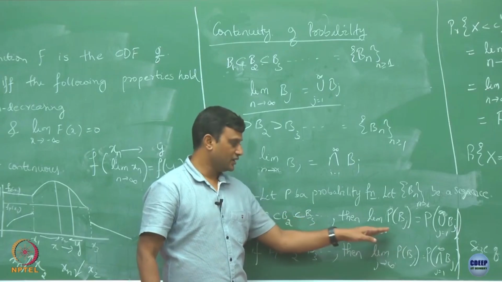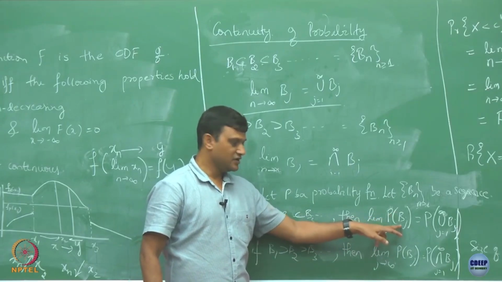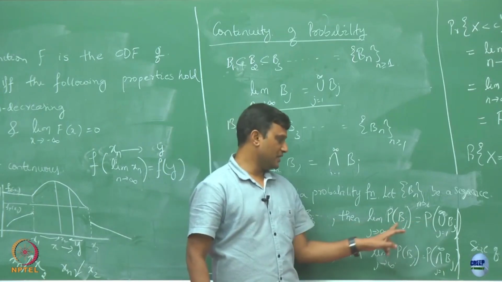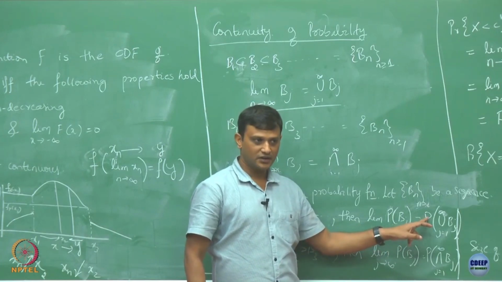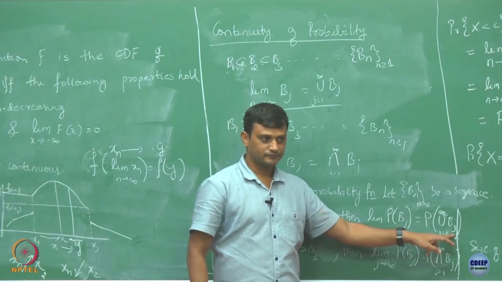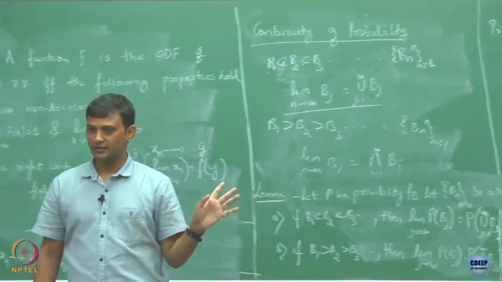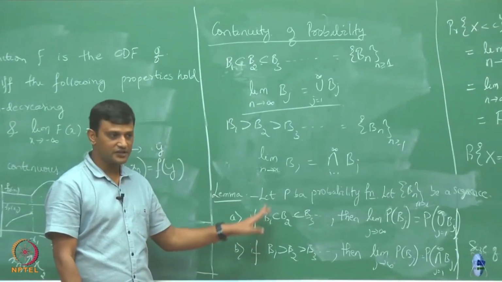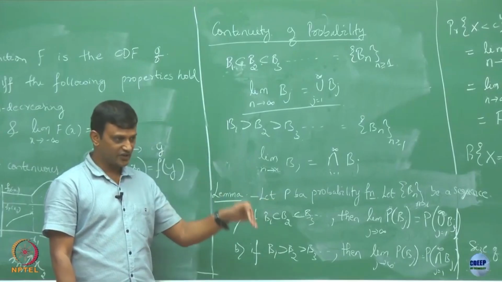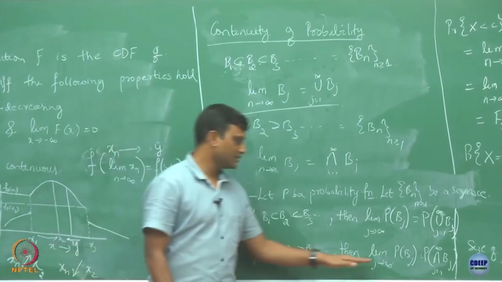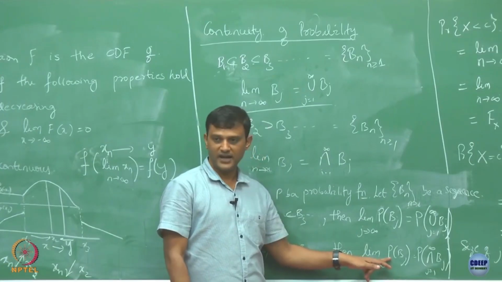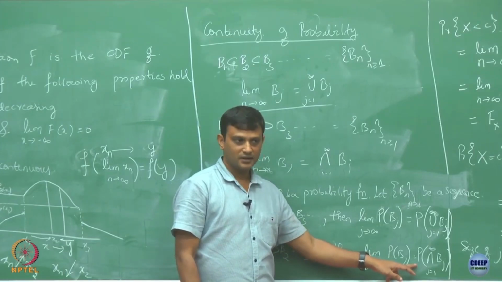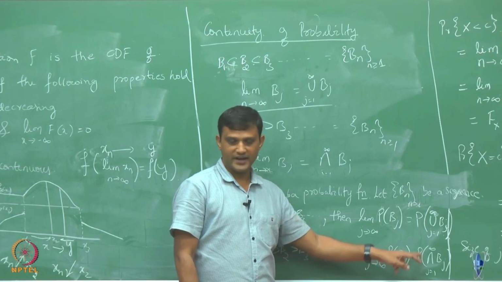equality, which says that if you take this probability on this sequence P of Bn and compute their limit, that limit is going to be nothing but the probability of the union of the sets. Is this clear? And similarly, if this B sequence is a decreasing sequence, then if you apply this probability on the sequence and take the limit, the limit is nothing but the probability of the intersection of these events.